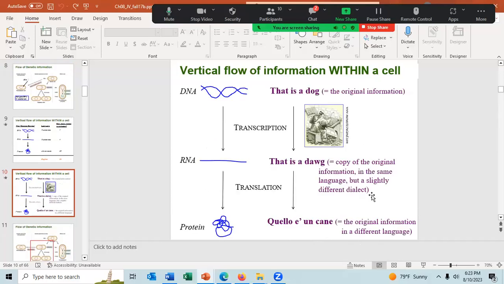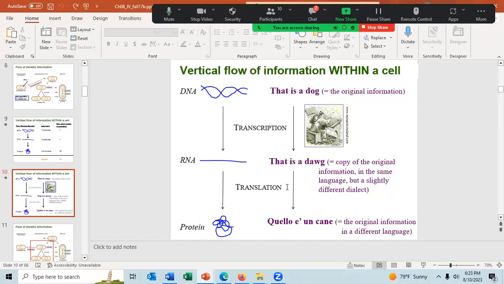When we're looking at the information within DNA, we could say that the information codes for "that is a dog." When the information is transferred to the RNA, we have the same information, but it is a different dialect because it's stored in the RNA nucleotides, not the DNA nucleotides. So instead of saying "that is a dog," you'd say something like, "that is a dog." Same information, just a different dialect.